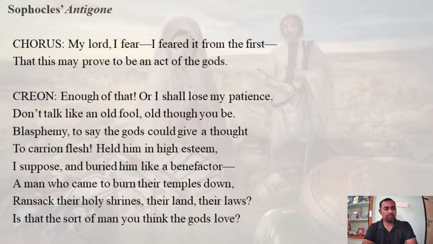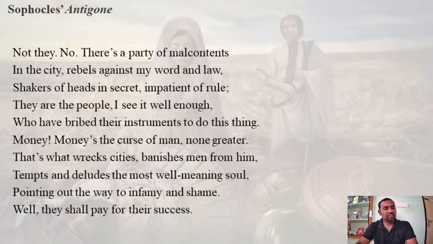Not so. No. There is a party of malcontents in the city, rebels against my word and law, shakers of their heads in secret, impatient of rule. They are the people, I see it well enough, who have bribed their instruments to do this thing. Money. Money is the curse of man, none greater. So Creon believes that someone has done this act for money. Money is what has lured them into this particular act.